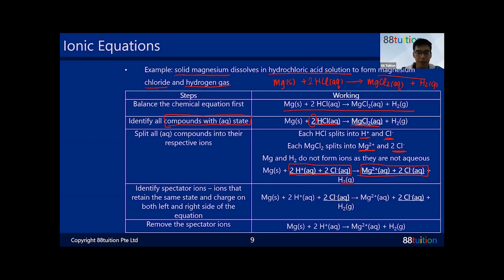But what didn't change is the chloride. You can check over here, you have 2Cl- on the left side, and at the end of the reaction, you also end up with 2Cl-. This is what we call spectator ions. They never go through any reaction. Before and after, they are the same. After identifying all your spectator ions, you remove them, simply copying down the whole equation but ignoring them. Mg, with the 2H+, to form Mg2+ and H2. This is your overall ionic equation.